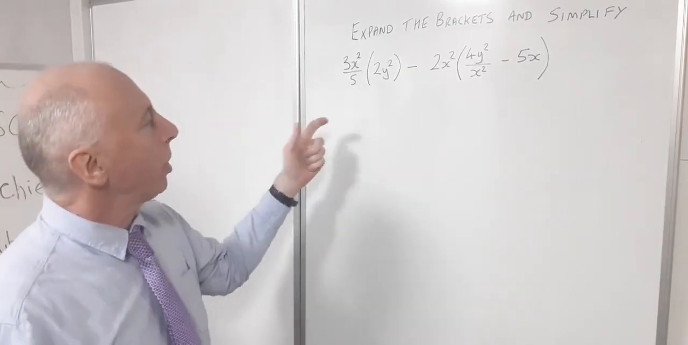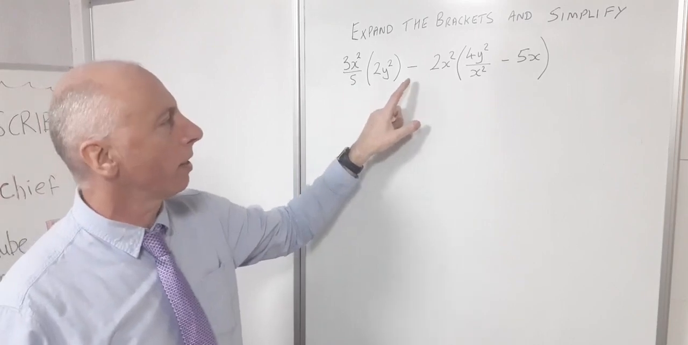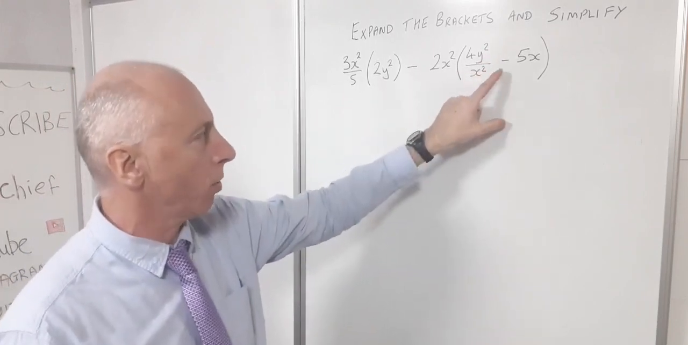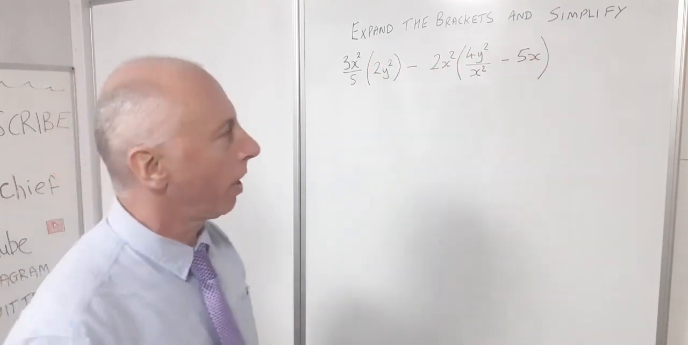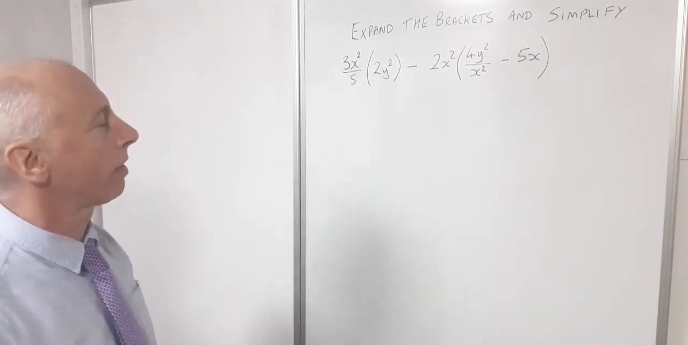Okay, so we've got an expression here, 3x squared over 5 times (2y squared) in brackets, minus 2x squared times, in brackets, 4y squared over x squared minus 5x. And we need to expand the brackets and simplify. That's our goal. So first of all, we need to expand the brackets.